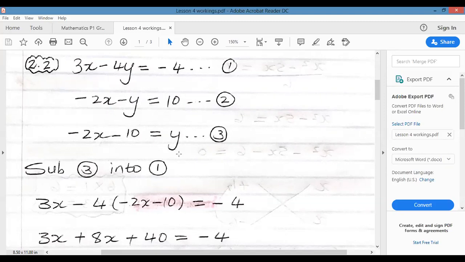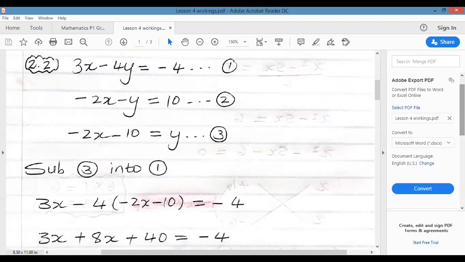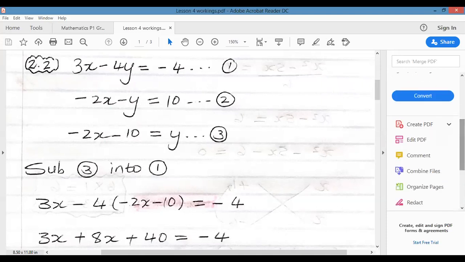So you've made y the subject of the formula, meaning where there is y, you can substitute by negative 2x minus 10. However, because this is based on equation 2, you cannot substitute y in your equation 2. You have to substitute it in equation 1. Does it make sense, boys and girls? Okay, that's perfect, right.